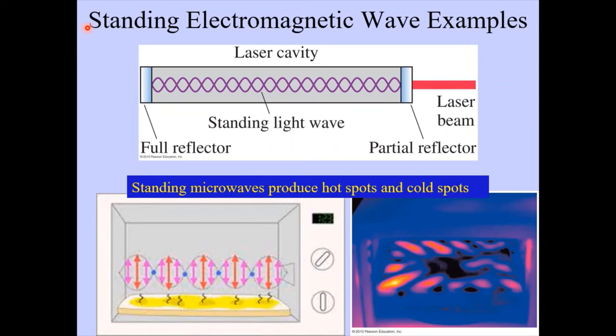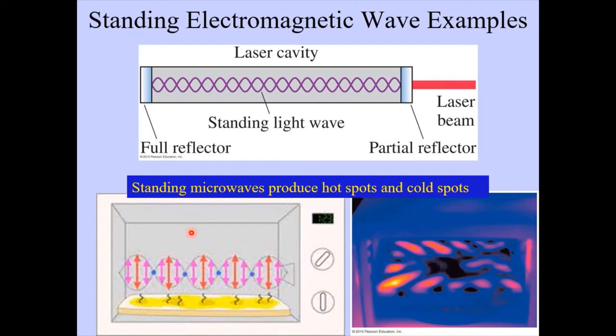There are some interesting examples of standing waves other than waves on a string. For example, a laser pointer or an industrial laser has a laser cavity with light bouncing back and forth between mirrors on the ends of this cavity. When the light is bouncing back and forth extremely fast, traveling close to the speed of light, it sets up a standing light wave. And this standing wave produces a laser beam, which is then extracted from this laser cavity.